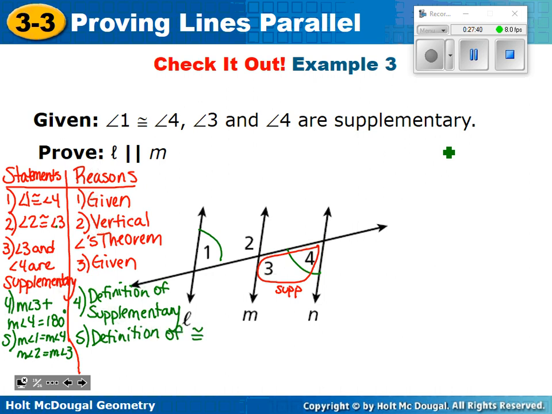And then Anna was right. We can substitute in 1 for 4 and 2 for 3 so that we can get 1 plus 2 equals 180. So I'm going to come over here where you can see better. This will be our number 6. And I'm going to use that substitution property of equality.